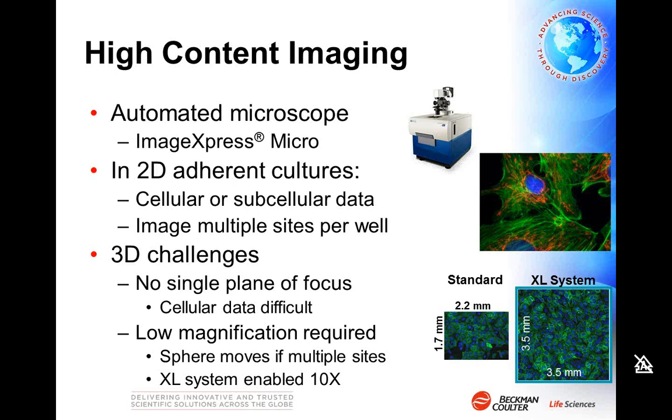In addition, if you wanted to use a higher magnification but take different images at different locations in the sphere, that's exceptionally challenging because the sphere is not in a fixed location. It is able to move around within the droplet. So even if you took multiple images, they're probably going to end up in different planes of focus. What this translates to is that you end up requiring a low magnification to take an image of the entire sphere. However, one of the nice features of the ImageXpress is that the newest XL system has a wider field of view, which enabled us to take these images of the spheres at 10x magnification.